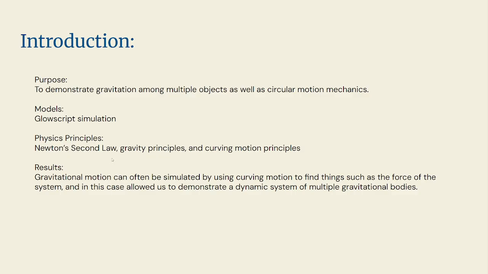So to start, the purpose of this lab was to demonstrate gravitation along multiple objects as well as circular motion mechanics. To model it, we used two different GlowScript simulations. Physics principles in this lab are Newton's second law, gravity principles, and curving motion principles. And a quick preview of the results is that gravitational motion can often be simulated by using curving motion to find things such as the force of the system, and in this case allowed us to demonstrate a dynamic system of multiple gravitational bodies.